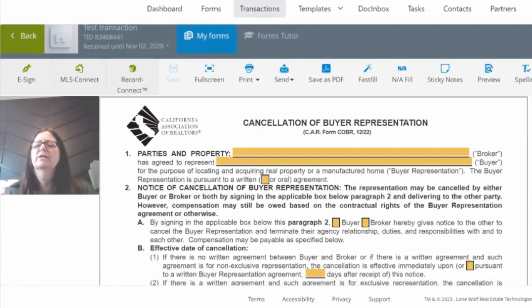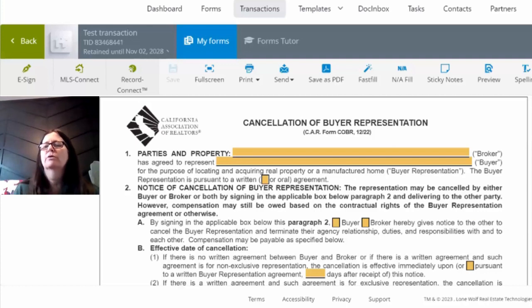Now, this says that it could be canceled by the buyer or the broker. The broker is going to have access to this form. The buyer's not going to have access to this form. So I'm not exactly sure what happens in that situation. But so this is if we're canceling buyer's representation.